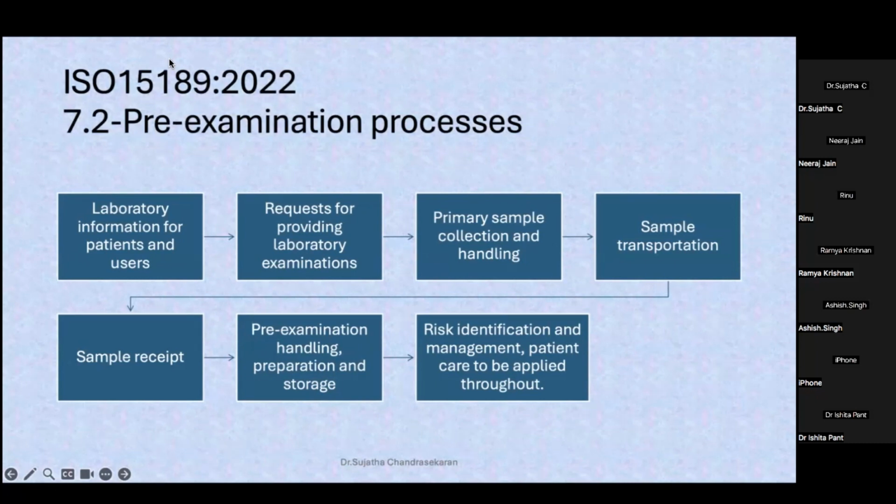And then if there is some kind of storage required prior to testing, for example, if there is batch testing, then what are the conditions? And if some centrifugation has to be done prior to testing, either in the lab or at the location where it is collected, what are the instructions? So this is how 7.2 covers everything. Practically, it covers everything. There's nothing left. And it also says that the risk identification and patient care has to be applied throughout. Keeping the patient care in mind, risk identification has to be done throughout, which is part of the standard.